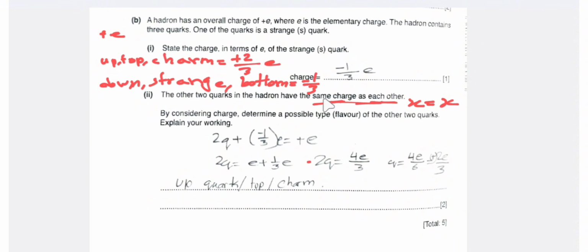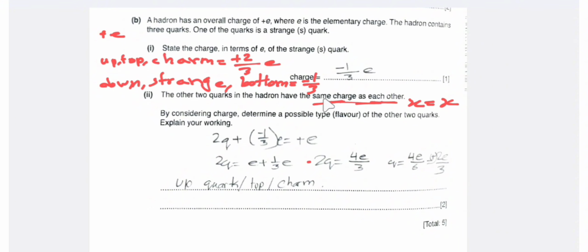Here we are given that the strange quark has a charge of negative 1 by 3 e, and for the hadron the overall charge is positive e, or 1e. So 2q is equal to positive e. If we move 1 by 3 to the other side, it becomes plus 1 by 3e. So the overall charge we get is 4 by 3e for the 2 quarks, and for 1 quark it is 4 by 3 divided by 2, that is 2 by 3e.